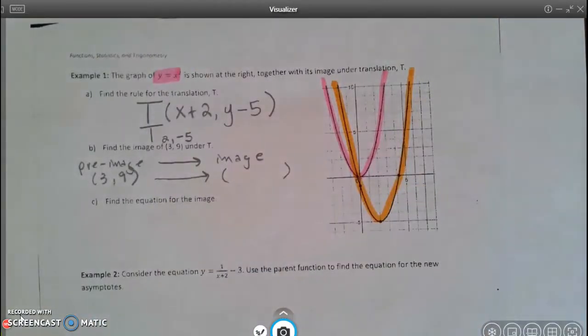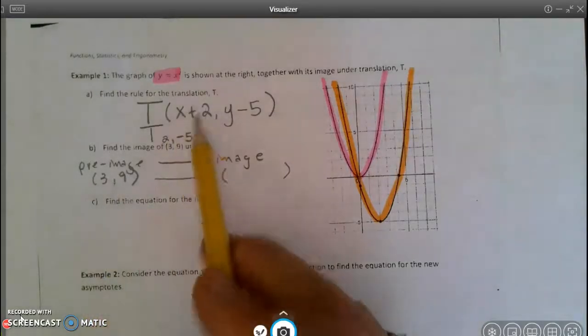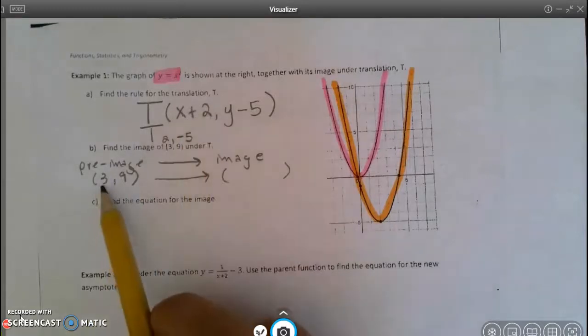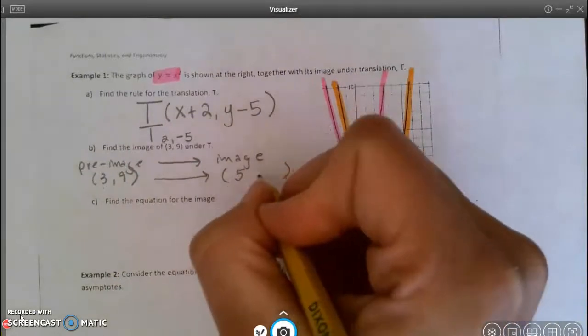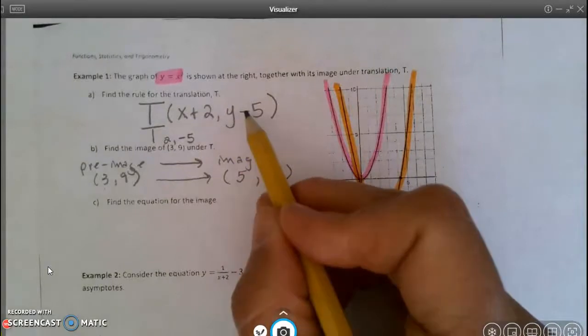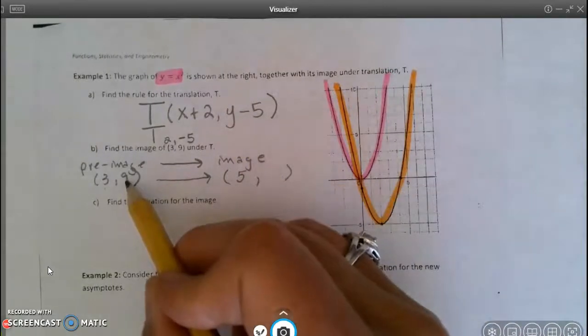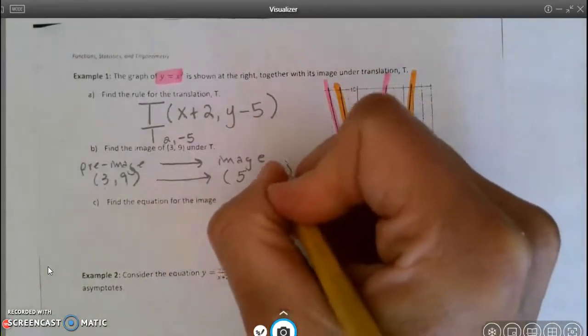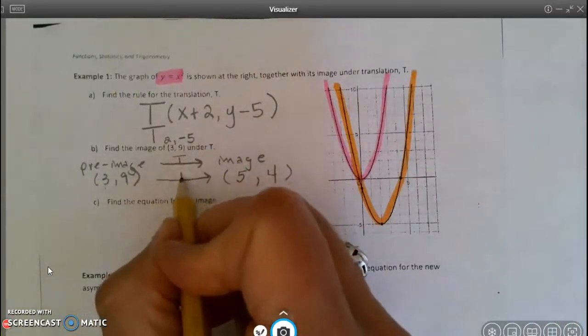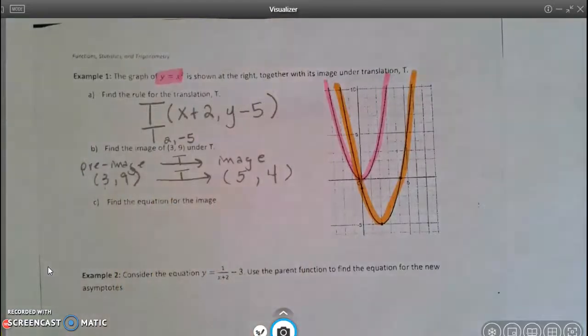So I could use the graph if I wanted to, but I'm just going to use the translation rule. It says that x is going to get 2 added to it, so my 3 is going to have 2 added to it, and it becomes 5. And my y is going to subtract 5, so 9 minus 5, that's going to give me 4. So this is my translation rule. Happens to the pre-image to give me the image.